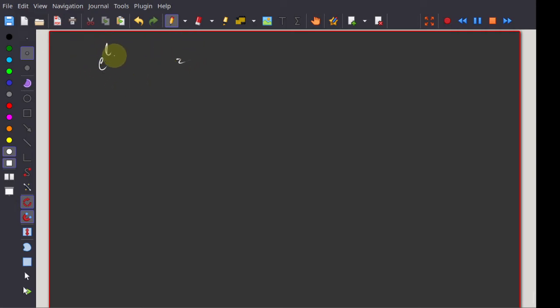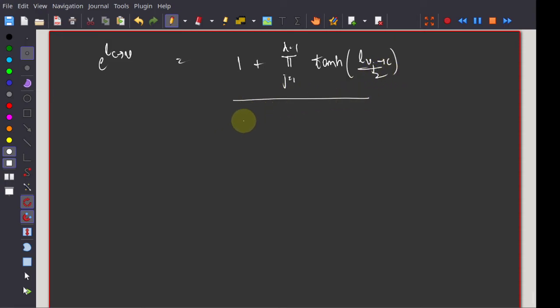So e raised to L C to V is equal to 1 plus the product over j equal to 1 to d minus 1 of tanh of L V j to C by 2, divided by 1 minus the product over j equal to 1 to d minus 1 of tanh of L j to C by 2.